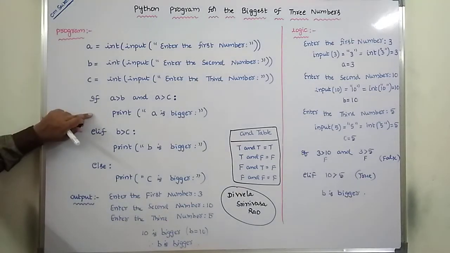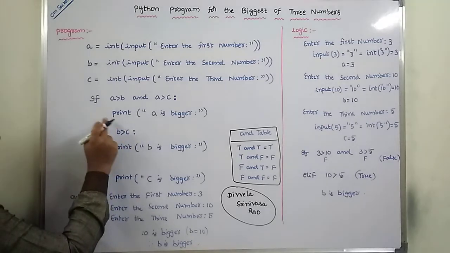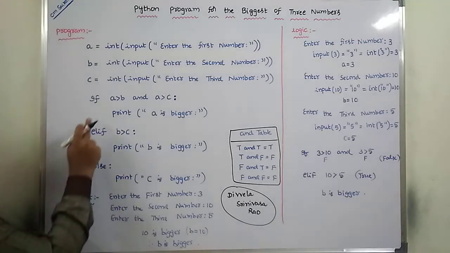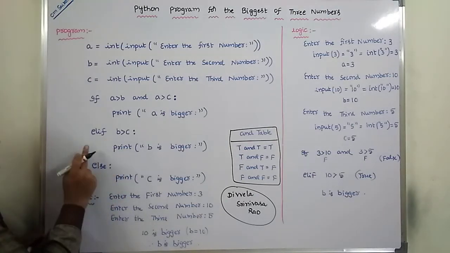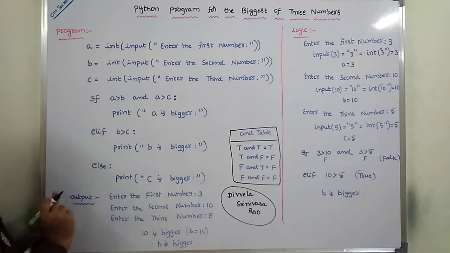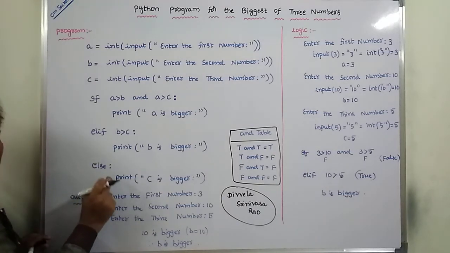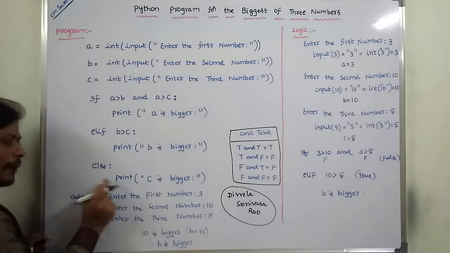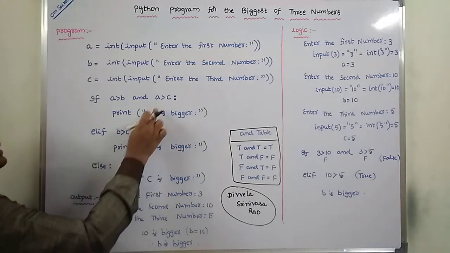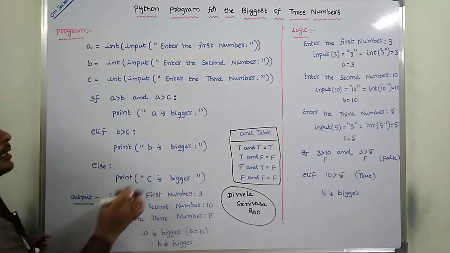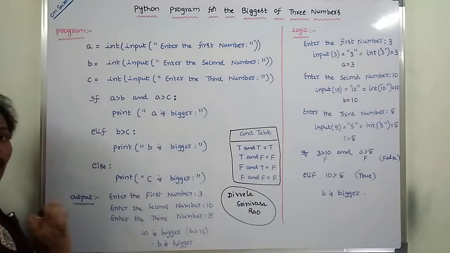Here indent is compulsory. Whatever the statements in the if block, write them after one tab space. And also the statements in the else if block are written after one tab space. The statements within the else block are also written after one tab space. After giving one tab space, that means these are the statements within the if block, these are the statements within the else if block, and these are the statements within the else block.